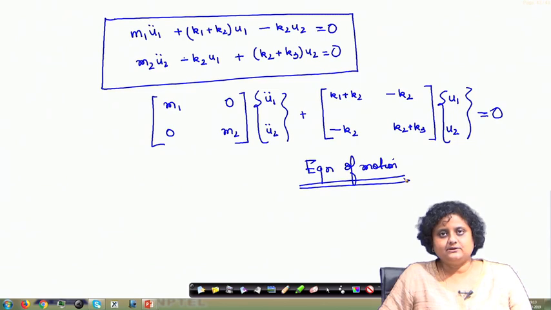In the next lecture, we will take a more complex example of a vibrating system, and we will apply the Euler-Lagrange equation to derive the equation of motion.